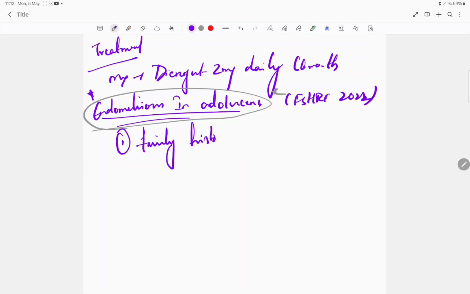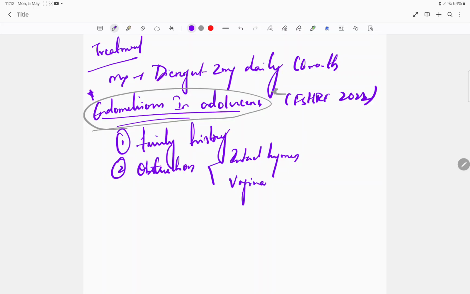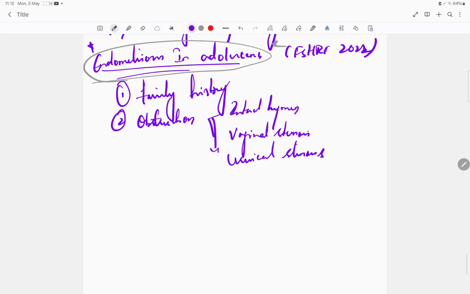Family history you have to ask. If there is any outlet obstruction, I told you endometriosis can occur because of the retrograde flow. That was the Sampson series. So you have to ask if there is any obstruction because of an intact hymen or vaginal stenosis, cervical stenosis, so like that. Anything which is preventing the outward flow, that also you have to ask.